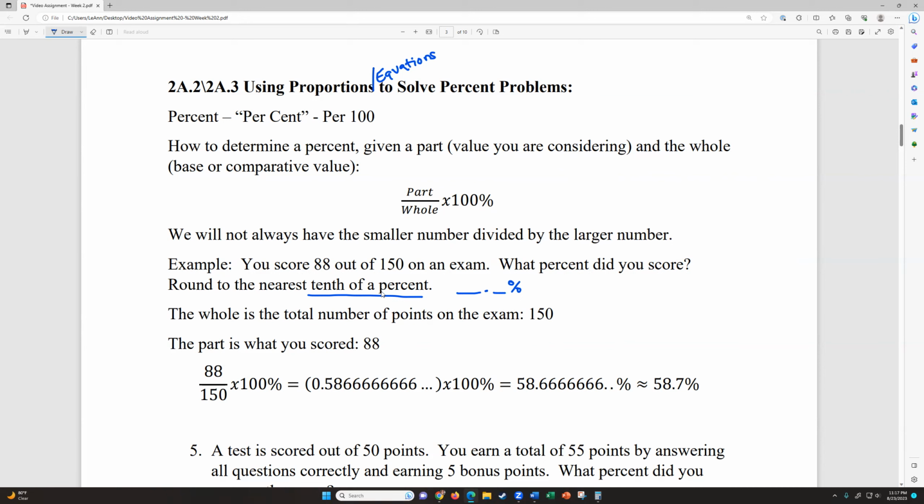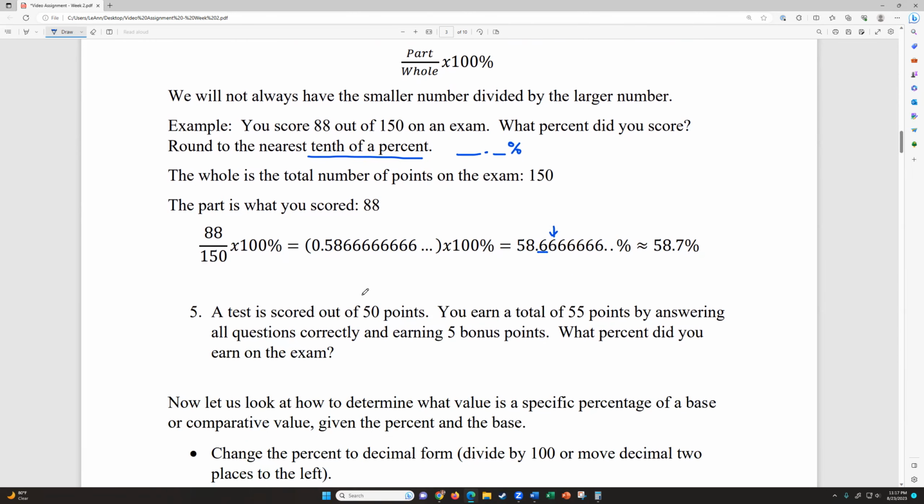So the whole is the total points on the exam, which was 150. The part is what you scored, which is 88. So 88 out of 150 times 100%. Notice I did not round this. This is a repeating decimal. Times it by my 100%. I've got plenty of decimal places still to look at this. To round to the nearest 10th of a percent, I check the 10th place once I'm in percent form, and the digit behind it would bump that up. So this is 58.7%.